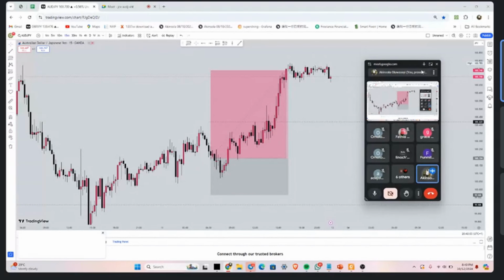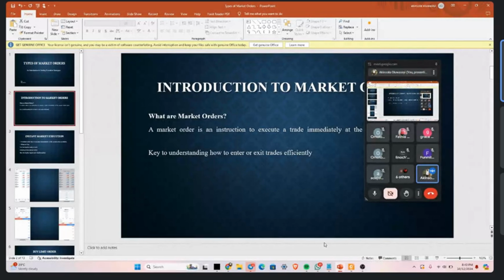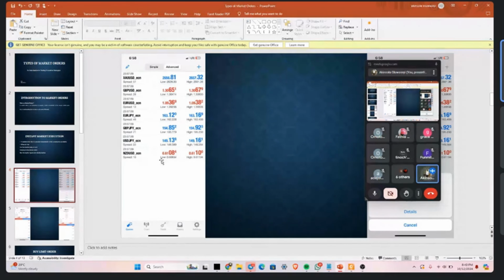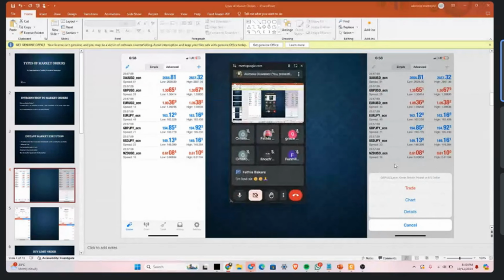All right. So once you click on it, you will see market execution next to it. Once you click on that market execution, you will see market execution, buy limit, sell limit, buy stop and sell stop. For example, you have this kind of interface. After you click on trade or you long press on any of these pairs, it will bring trade, chart, details and cancel.